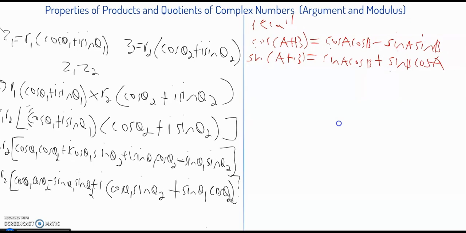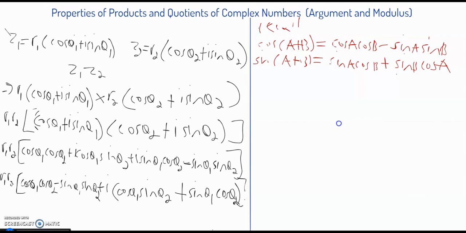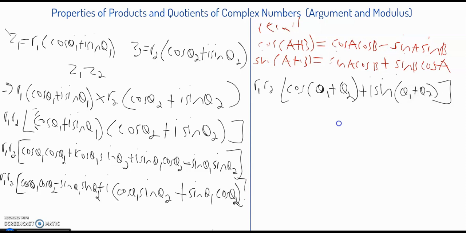In condensing this formula, what I'm going to end up with is that I'm still going to have R1 and R2 outside. But when I open this bracket, where I have cos theta 1, cos theta 2 minus sine theta 1, sine theta 2, I'm going to have the cosine of theta 1 plus theta 2 plus I. And if you look at the second one, which is the imaginary part, that is a compound angle formula for sine. So I'm going to have the sine of theta 1 plus theta 2.